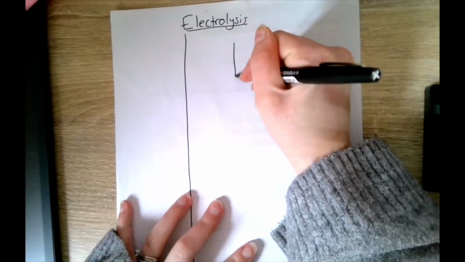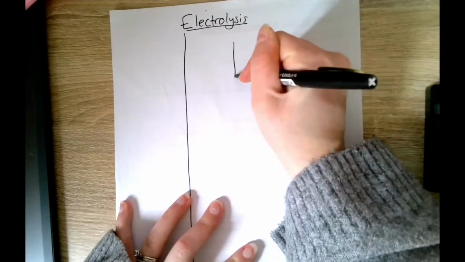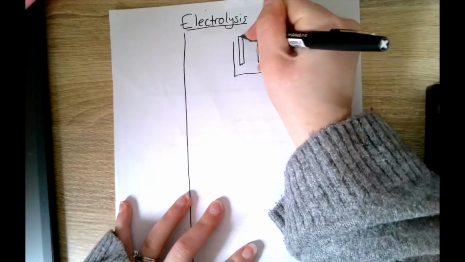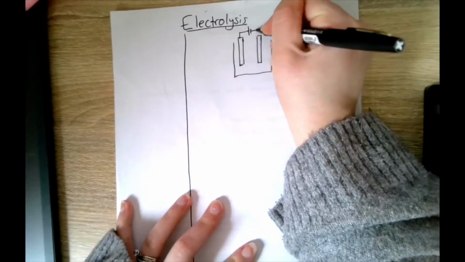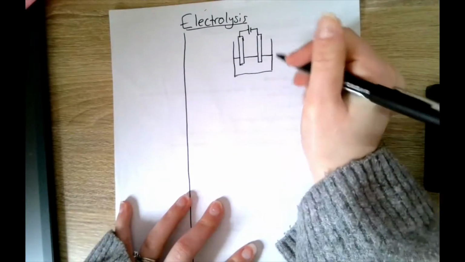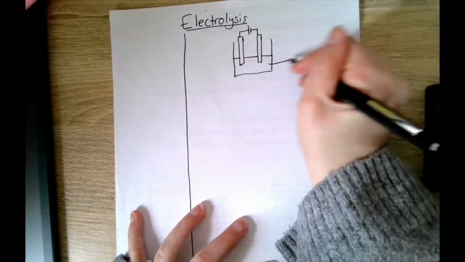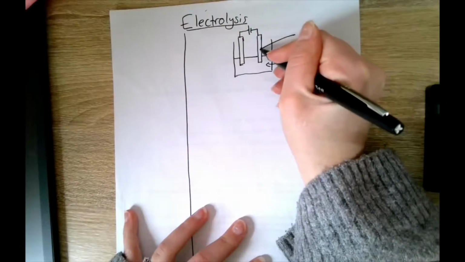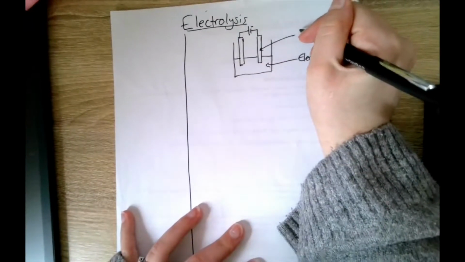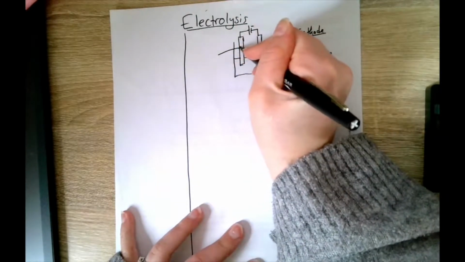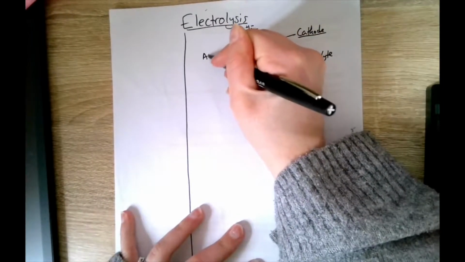So the first thing I'm going to do for electrolysis is to actually draw the diagram of what it looks like. So our container with 2 electrodes in it, connected up to a power supply, and then drawing a line to show that it is in an electrolyte. So we can then start labelling. Electrolyte, this is going to be our negative, which is our cathode, and this is our positive, which is going to be our anode.